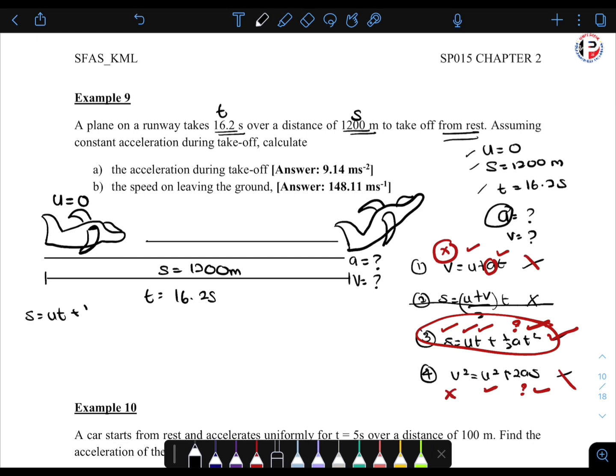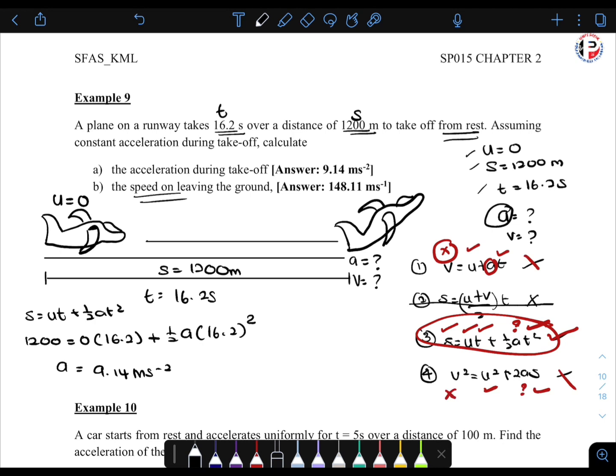The third equation states that S equals UT plus half AT squared. So our S here is 1200 meter. U kita initially at rest, 0, plus 1 over 2 acceleration, T squared, T is 16.2 seconds. And then you press your calculator. So we'll get our acceleration as 9.14 meter per second squared.